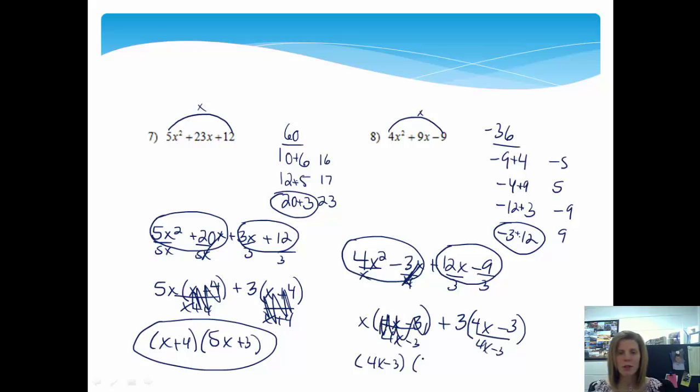4x minus 3 zap each other out. I'm left with x. 4x minus 3 zap each other out. I'm left with plus 3, and I'm factored.